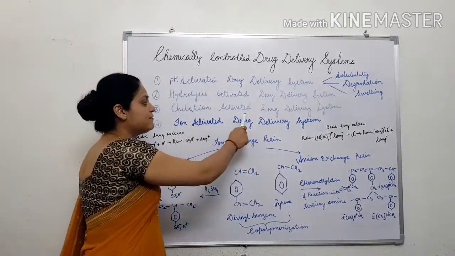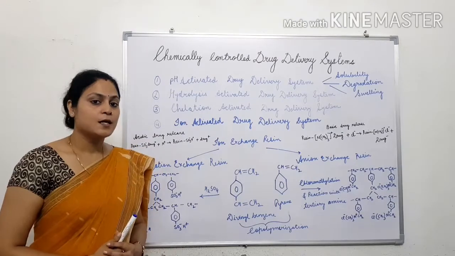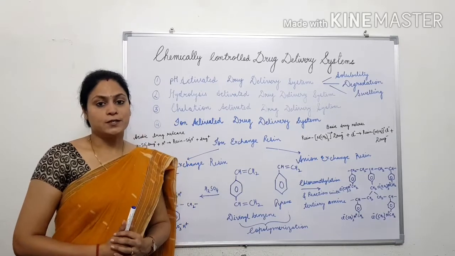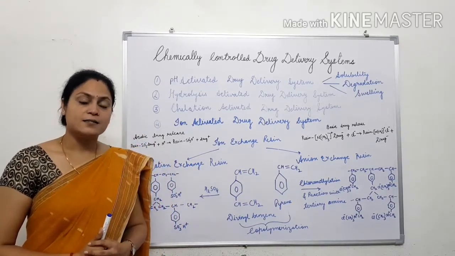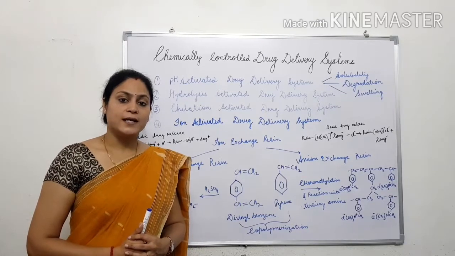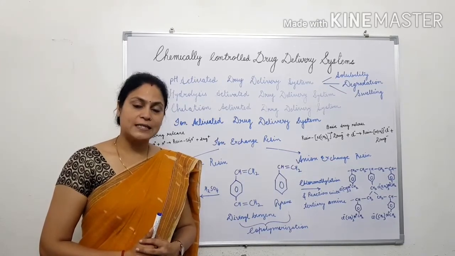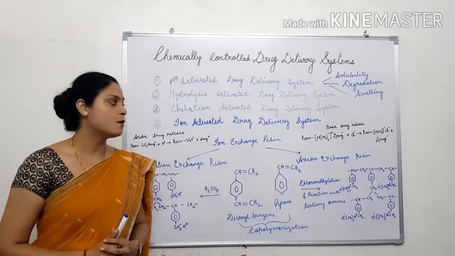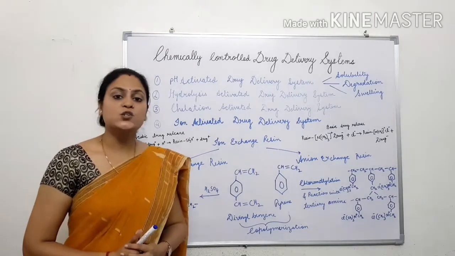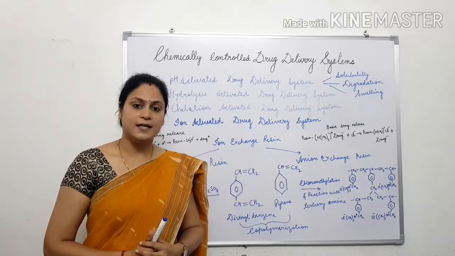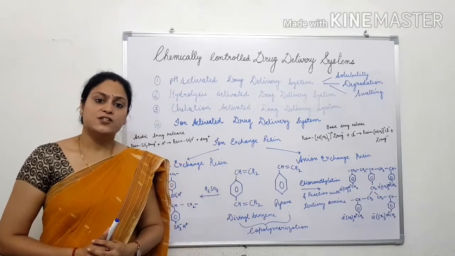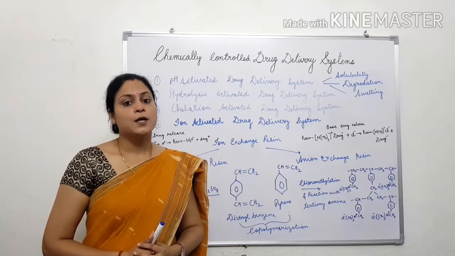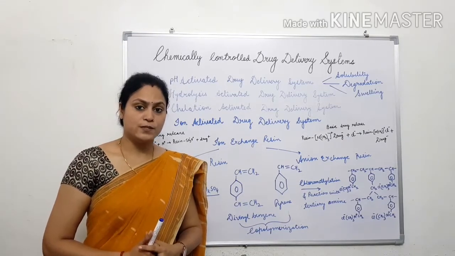Now, chelation activated drug delivery systems. These chelation activated drug delivery systems are based on the concept that metal ions have the property to accelerate hydrolysis of carboxylate or phosphate esters and amides. When a chelating agent such as quinaldic acid is attached to the polymer chain such as polyvinyl alcohol through an ester or amide linkage, 2 additional benefits are observed.